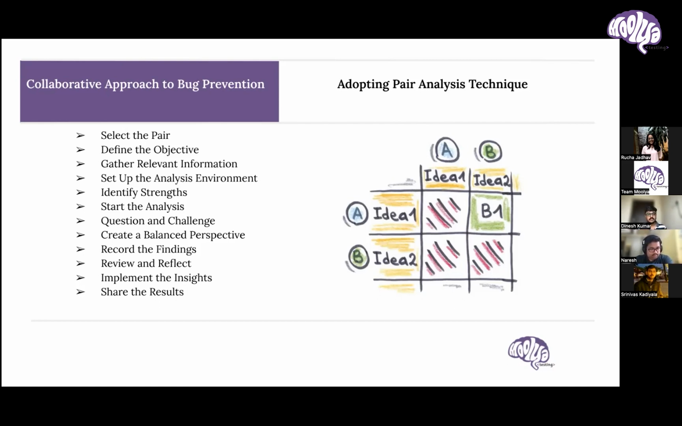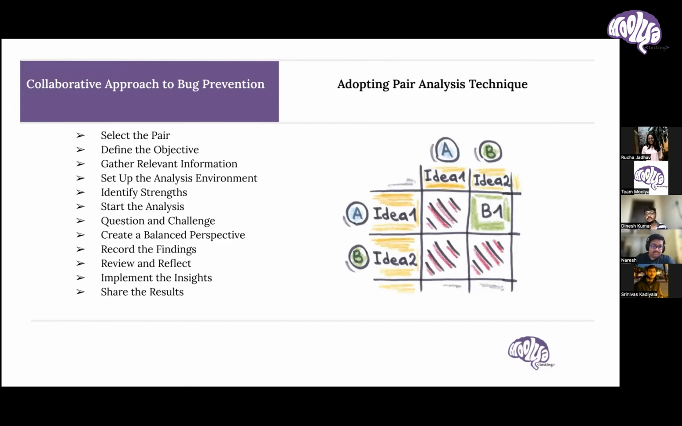Ask questions, ask the right question at the right time. During the analysis, encourage the pair to question and challenge each other's viewpoints constructively. I'll give an example about this in the next slide. This question and challenge process helps refine ideas and identify potential flaws and gaps in the analysis, and create a balanced perspective. Always avoid biased thinking. If you don't like a person, don't call them for the pair analysis. Don't have biased thinking about the person, and ensure the analysis is as objective as possible.